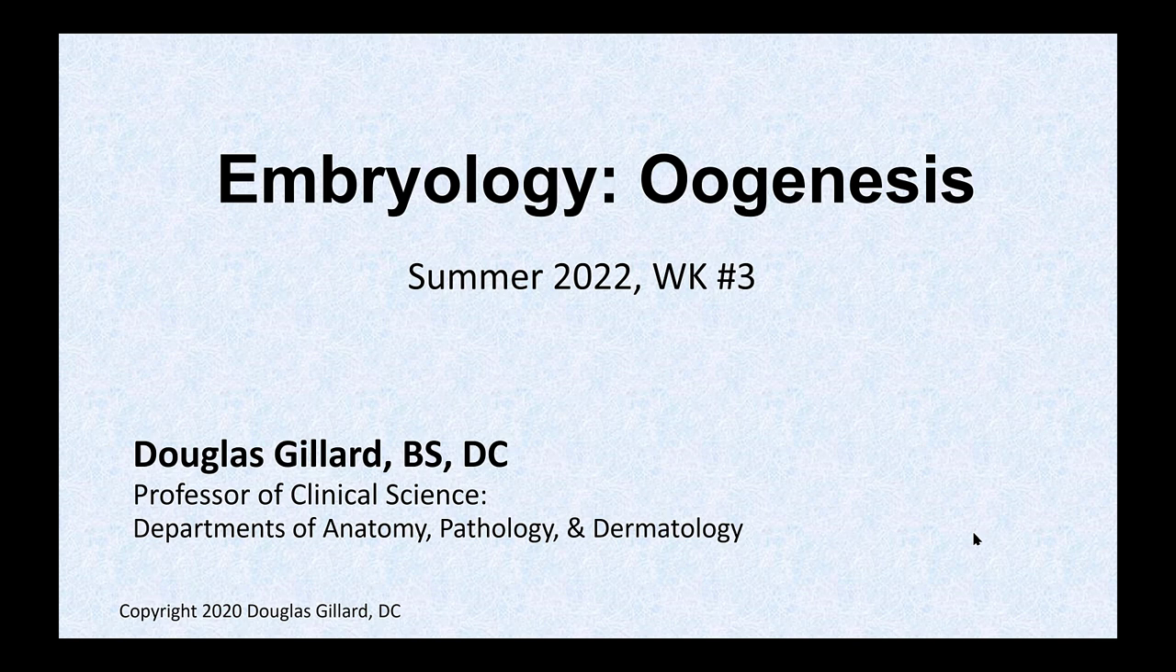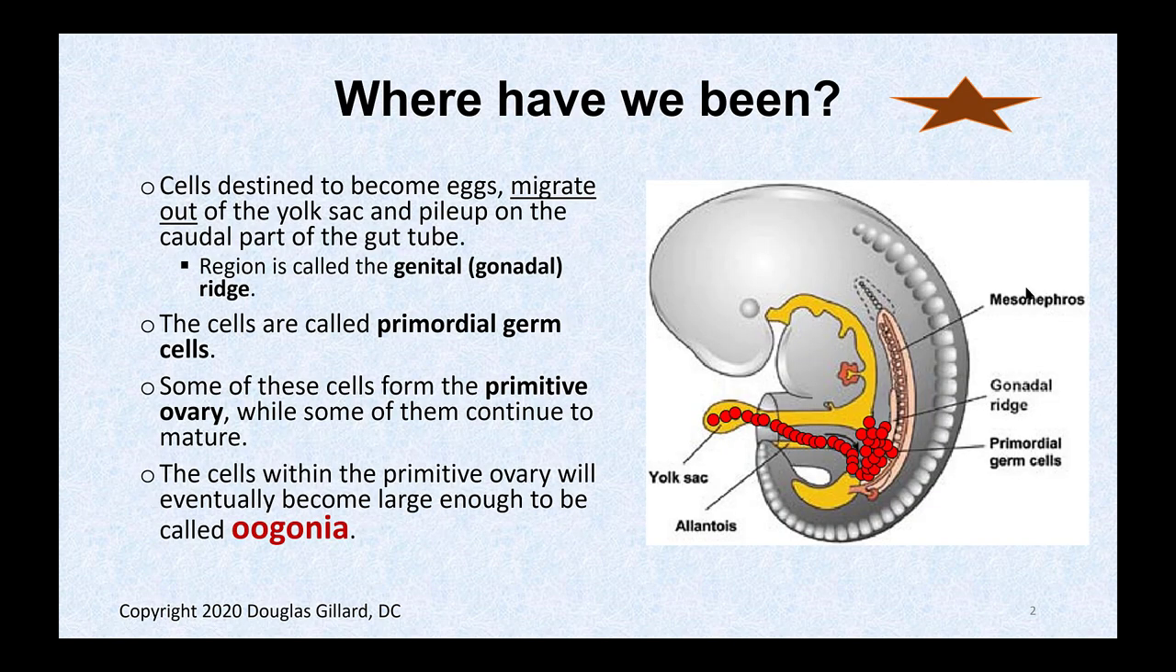Let's do our embryology. It's our BSR lecture, but we're repeating embryology because we have not done well on boards in that subject. You had that a long time ago, so I'm hitting the highlights of embryology. It's the summer, it's 2022, it's week three. Very tough subject, oogenesis. You should be familiar with this by now, but if not, here we go. We actually started it last week.